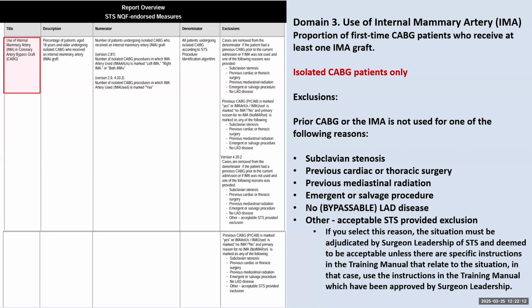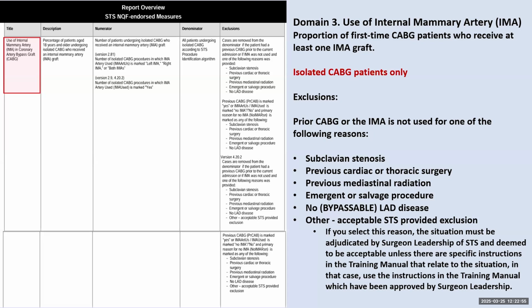Now we're going to talk about domain 3, use of the internal mammary artery. So it's the proportion of first-time CABG patients who receive at least one IMA graft. So this is an isolated CAB only measure. So if the surgeon is performing a CABG plus an AVR, it doesn't matter if he uses the IMA or not. It's not in the measure. That patient is excluded from the measure. So if you're feeling nervous, they didn't use an IMA in this CABG AVR, don't feel nervous.